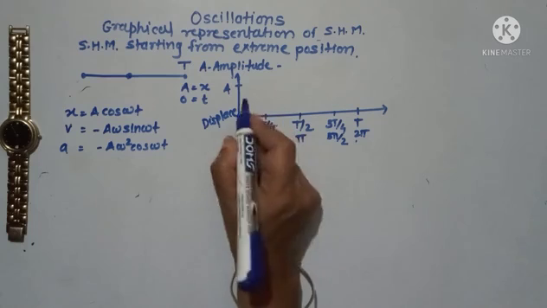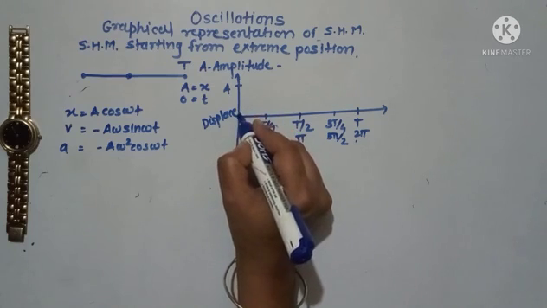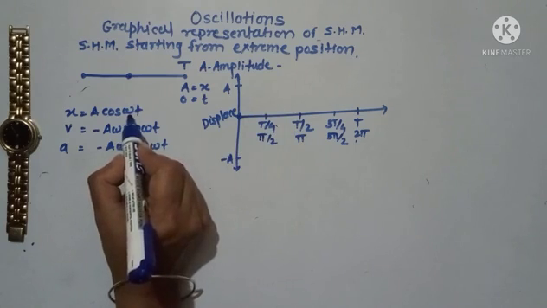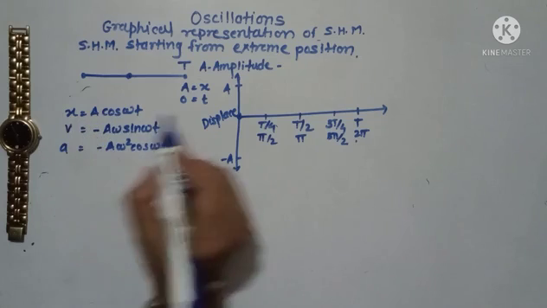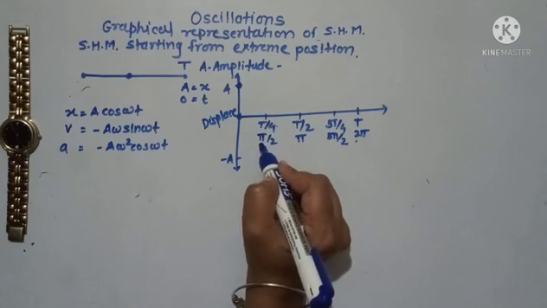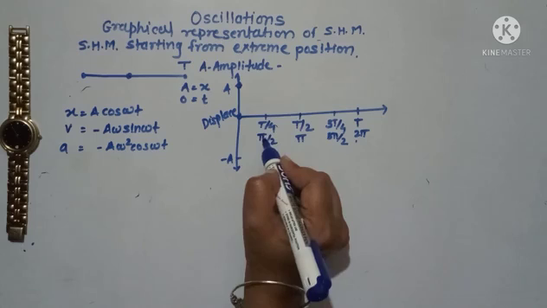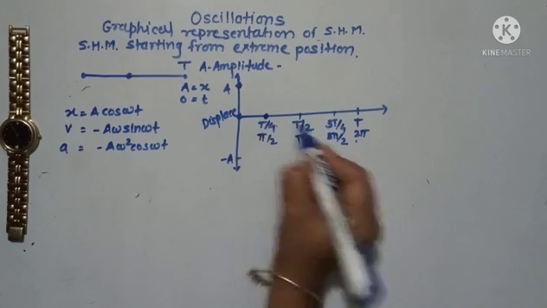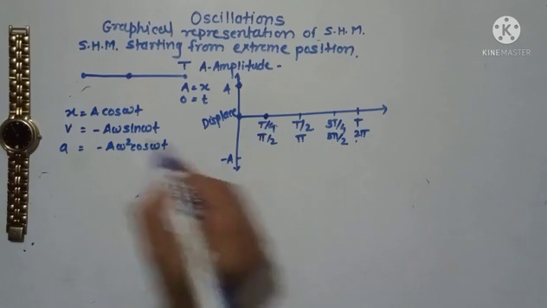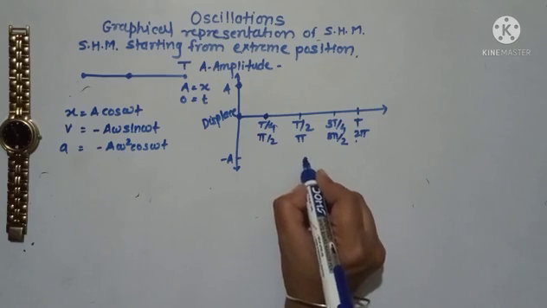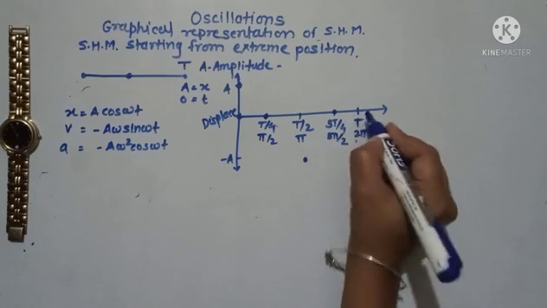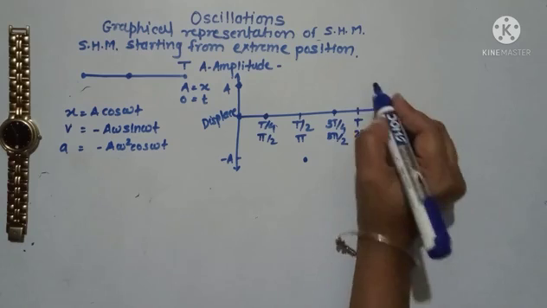So at time t is equal to 0, as this is a cos wave, it will not start from here. So we know that cos 0 is equal to 1, therefore x is equal to a, so its journey will start from here. Then cos of 90 degrees is equal to 0, so it will become 0. Cos of pi is equal to minus 1, so it will become minus a. And cos of 3 pi by 2 is 0 again, so it will be 0. And for 2 pi it will become again a.